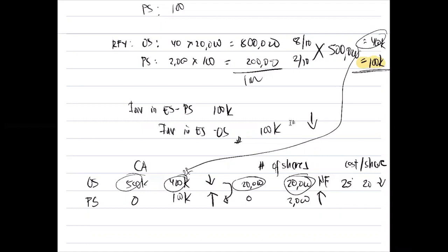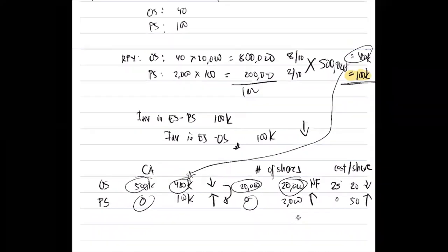How about the new shares? Before it is 0, therefore the cost per share is 0. Now it is 100,000 divided by 2,000. So our cost per share is 50. So the cost per share as to the new shares is 50.